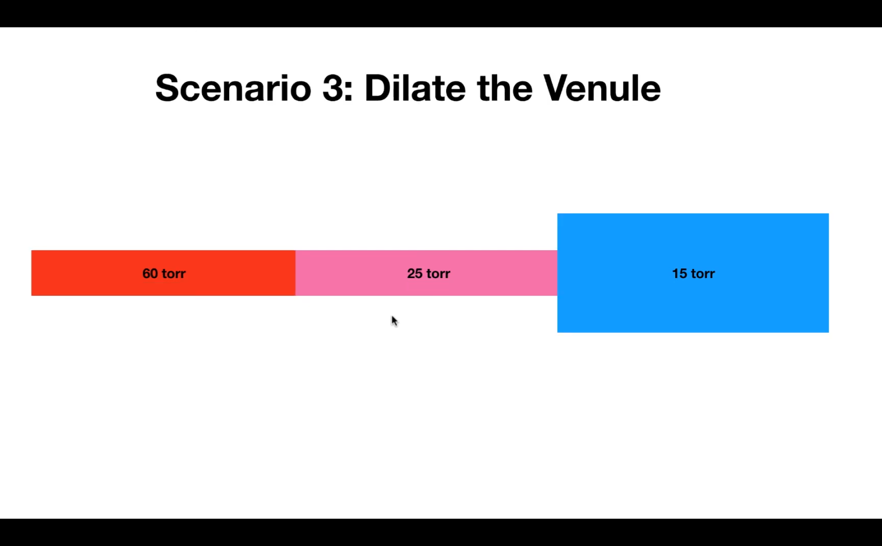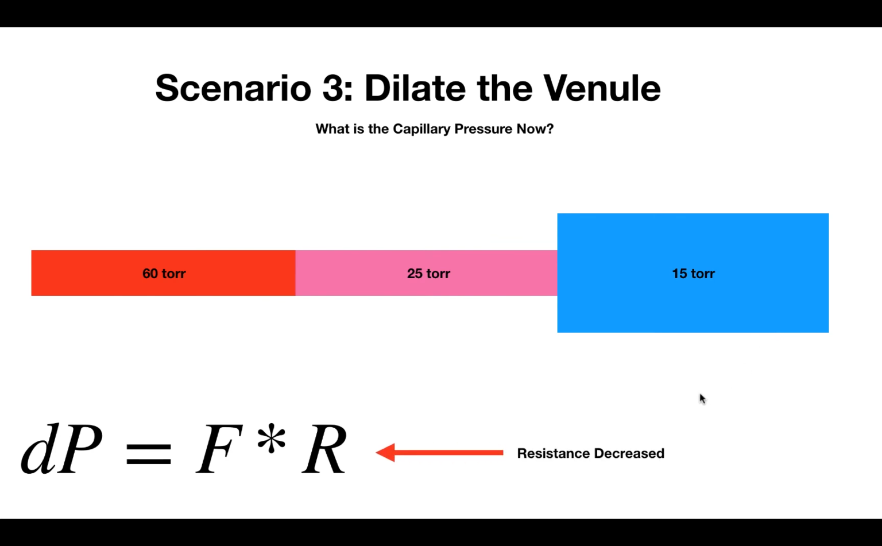So scenario number 3. Now we're on the venule side and we're manipulating the venule. In this case, we're going to dilate the venule. So how is this going to affect the capillary pressure? The main thing to remember is Ohm's law of hemodynamics once again, and in this case we're decreasing the resistance of the venule. We decrease the resistance of the venule by dilating it and increasing its radius. So how is the dilation of a venule going to affect the capillary pressure?